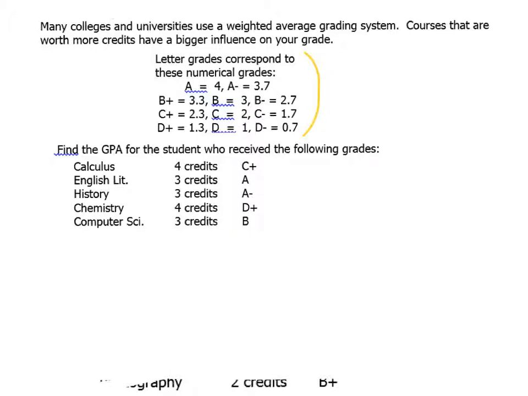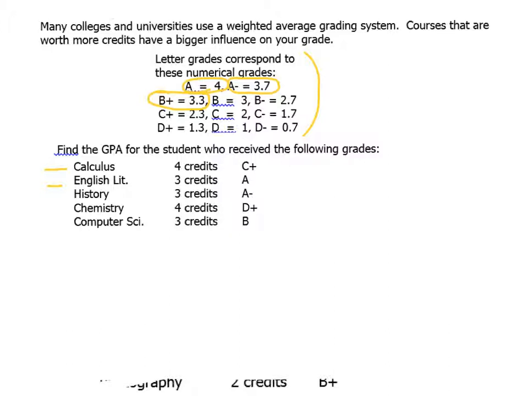So if you get an A, it's worth 4, an A minus is 3.7, a B plus is 3.3, and so on. And then each class might be worth a certain number of credits. So if you look at this example, calculus is worth 4 credits, where English Lit is only worth 3 credits. So some classes are worth more credits than others. So how would you calculate your grade point average based on this type of system?